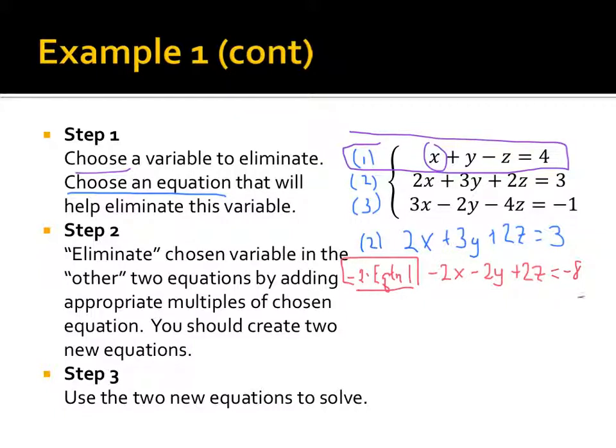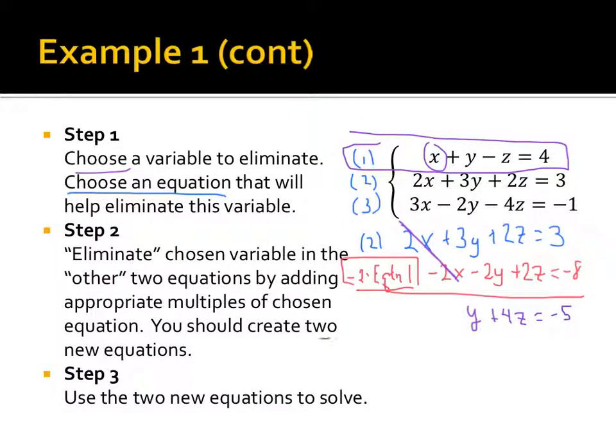And then the way we eliminate is we go ahead and add down. And so the 2x and the -2x cancel, and I'm left with 0. 3y minus 2y is just y. 2z plus 2z is 4z. And then 3 minus 8 is -5. And so this is one of the new equations.